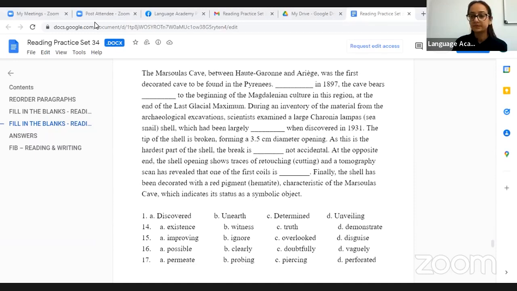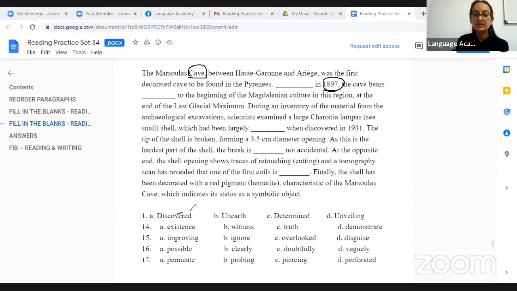Done. Okay. The cave between this and this was the first decorated cave to be found in this place, dash, in 1897. So we just have to pick up the main words. Always remember that proper nouns, reading the names of proper nouns is a big time waste in reading. So never do that. So we are talking about some cave and everybody understands the meaning of cave. Dash, in 1897, the cave bears dash to the beginning of the culture. So we are talking about discovering a cave, unearthed, determined, unveiling. It happened in 1897, so it has to be past tense.